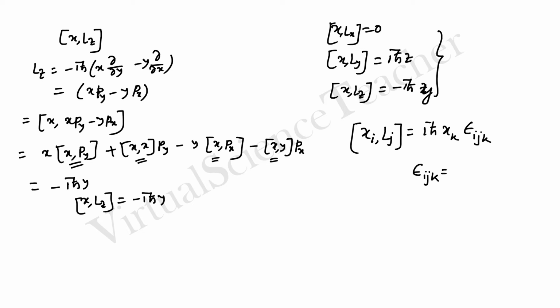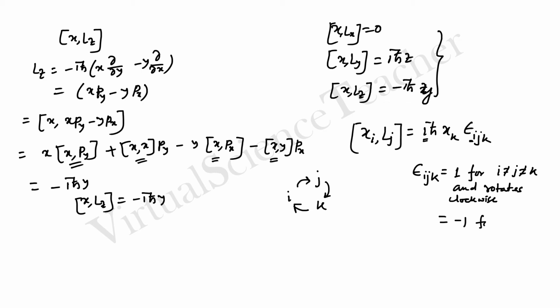This will give us 1 for i not equal to j not equal to k, and all are in clockwise rotation, that means ijk, otherwise jki, otherwise kij. This i is the square root of minus 1, and this i is an arbitrary index, so don't mix them up. And the Levi-Civita symbol equals minus 1 for i not equal to j not equal to k in anticlockwise order, and equals 0 if any two are the same.